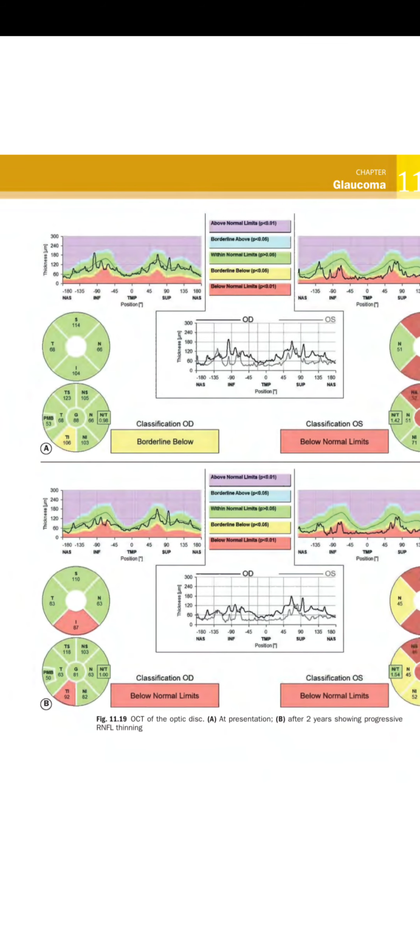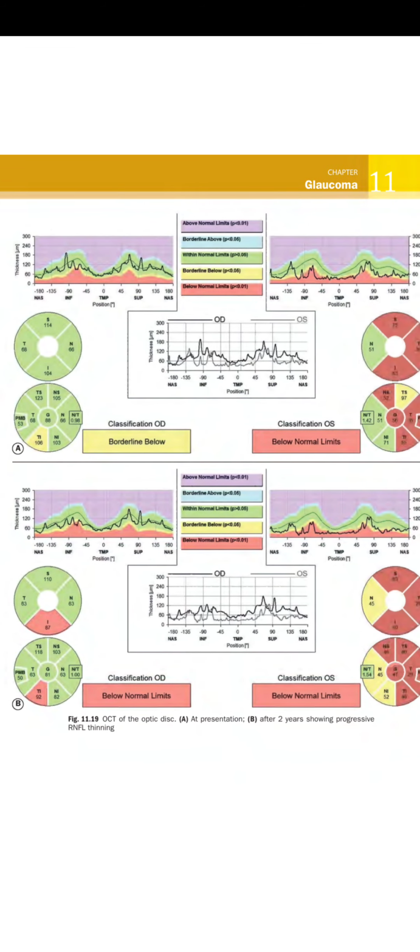So this is also showing the OCT of the optic disc. A is at presentation, B is after 2 years showing progressive RNFL thinning. So it is a baseline investigation, and you follow up the patient after 2 years, you can see that there is an increase in the damage. So you can see more progressive damage.